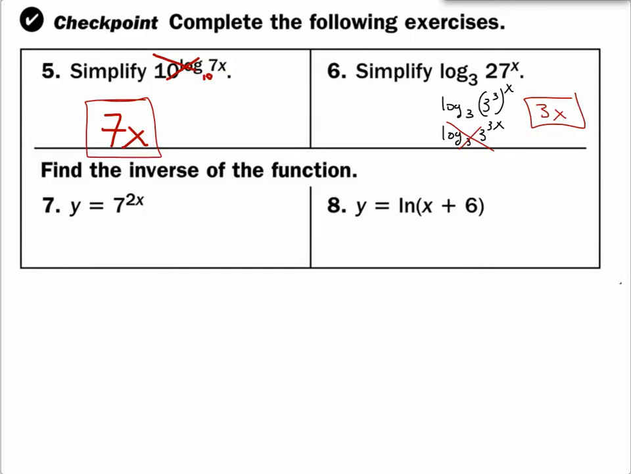Now, give yourself a chance to learn again. I'm going to wait a few seconds so you can pause this. Go back, look at example 4. Give your best shot, please, on numbers 7 and 8. And then I'll come back and show you.